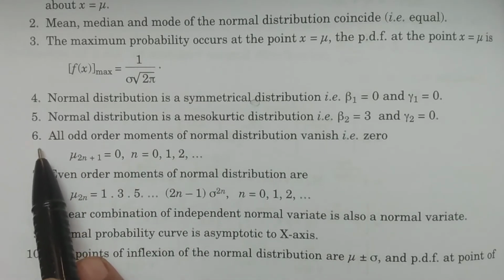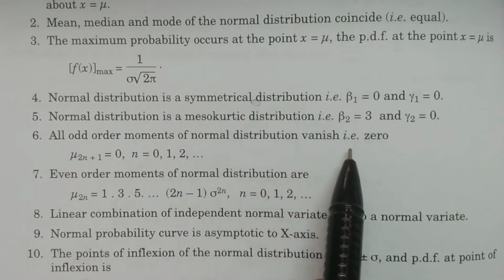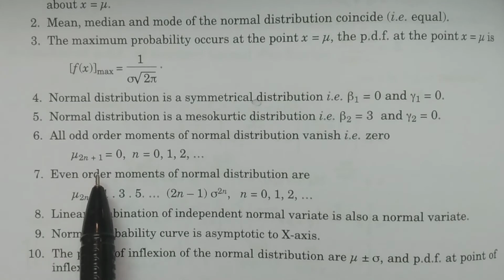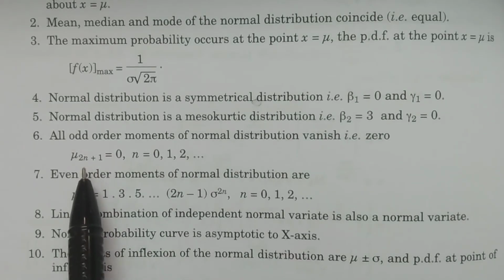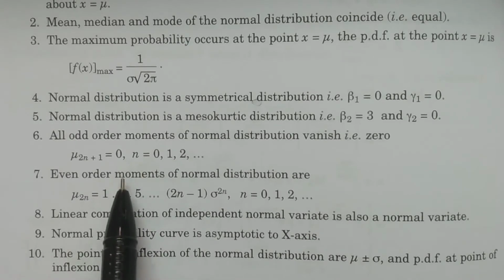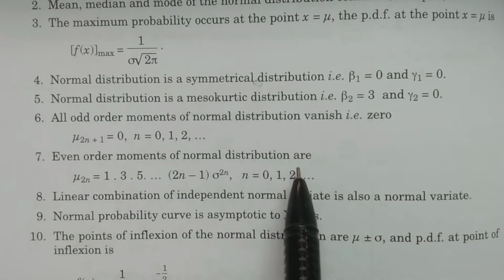You see the sixth property: all odd order moments of normal distribution vanish, they are 0. Odd order moments, that means mu1, mu3, mu5 and so on. Substitute n equal to 0, 1, 2 and so on. So obviously mu1 is 0, no need to discuss, and mu3 is 0, mu5 is 0 and so on. Next come to the even order moments of the normal distribution.